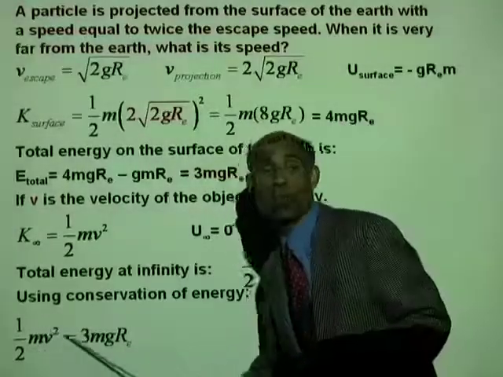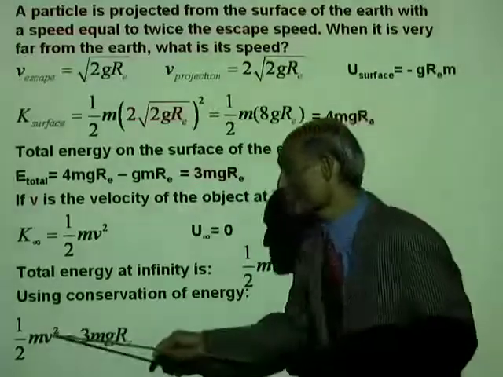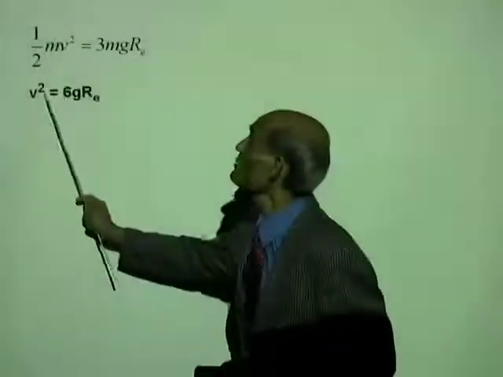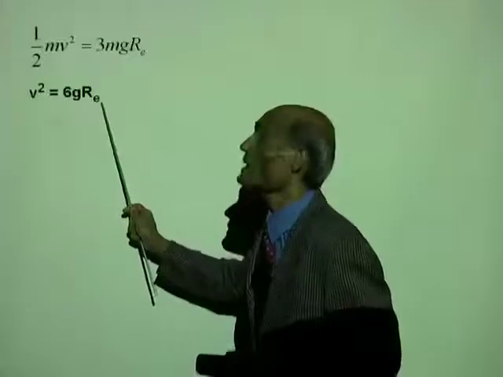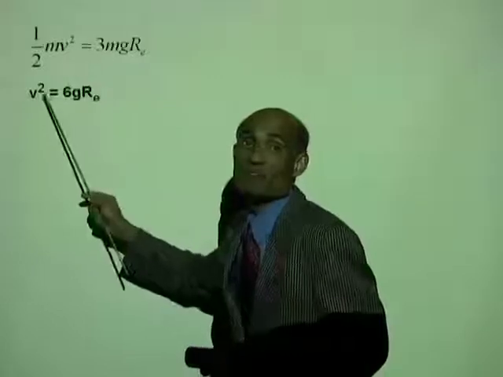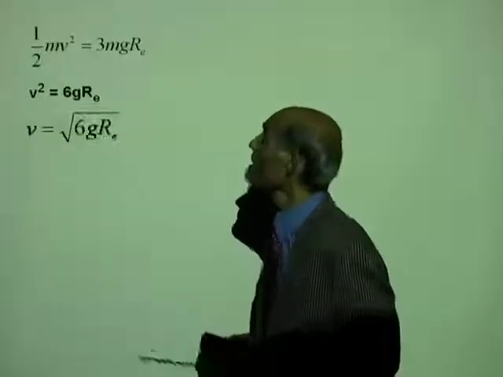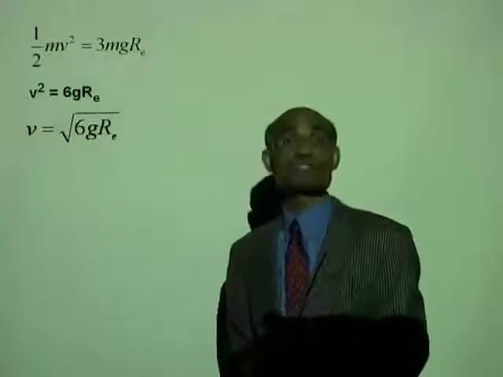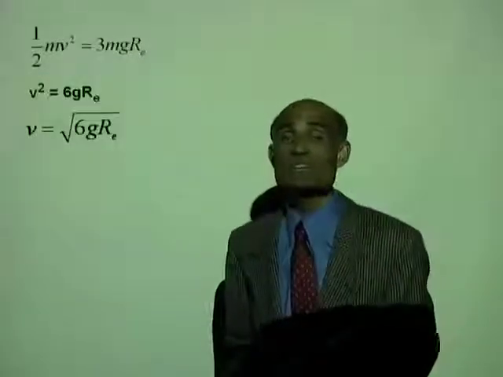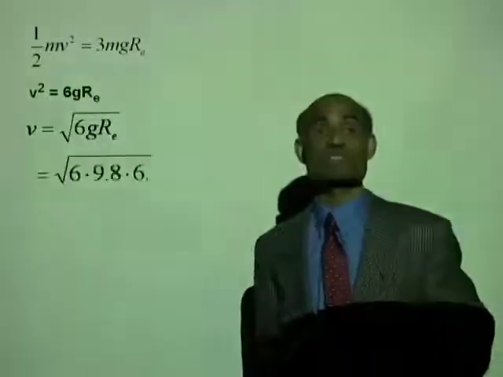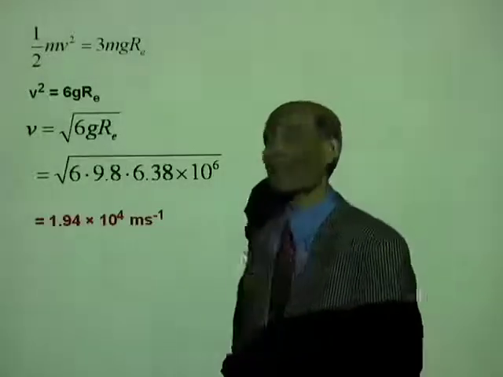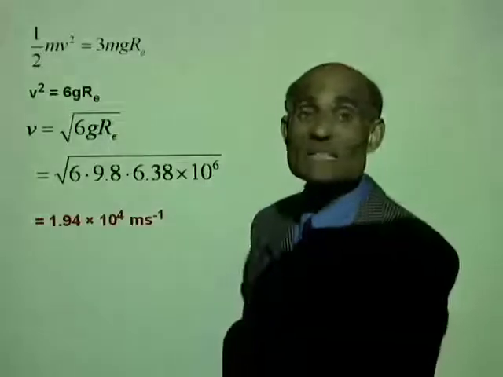And you can see m and m will cancel right away, and solve for v. We get v squared equal to 6 GRE. Again, multiply by 2 and divide by m will give you this. Therefore, v equal to square root of 6 GRE, and you know g is 9.8, RE is 6.38 times 10 to the 6th. That will give you that velocity is 1.94 times 10 to the 4 meter per second.